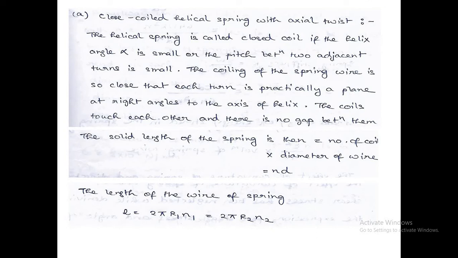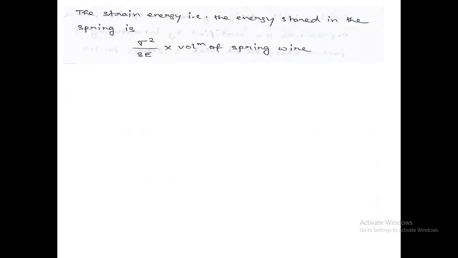The length of the wire of the spring will be small l equal to twice pi r1 n1, and it will be equal to twice pi r2 n2. And the strain energy, that is the energy stored in the spring, will be lambda sigma square by 8E into the volume of spring wire.